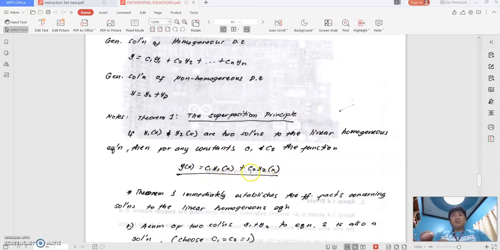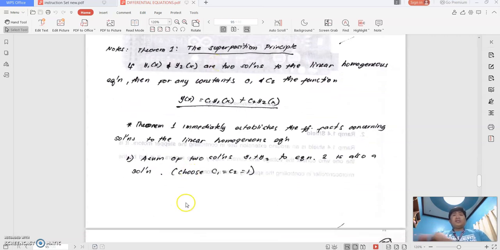So c sub 1, c sub 2 will continue depending on how many roots you have. So how many y1, y2, y3, and so on. It will just be added by 1.